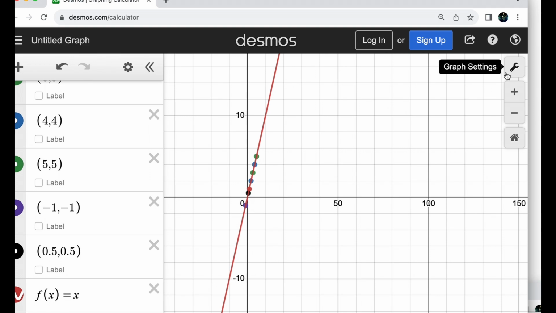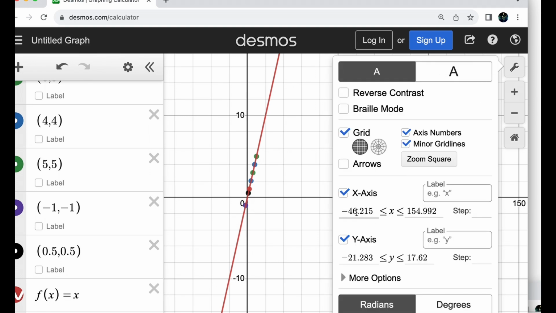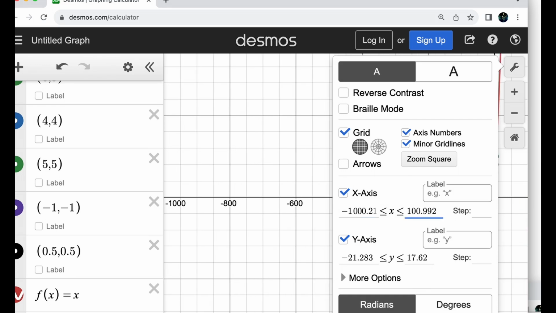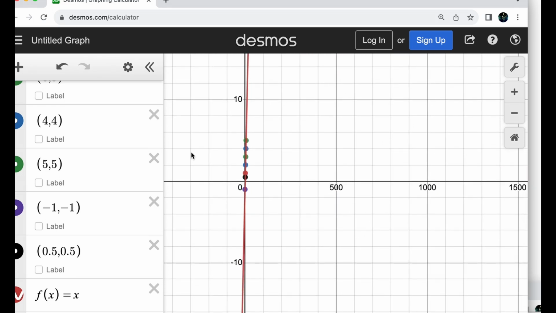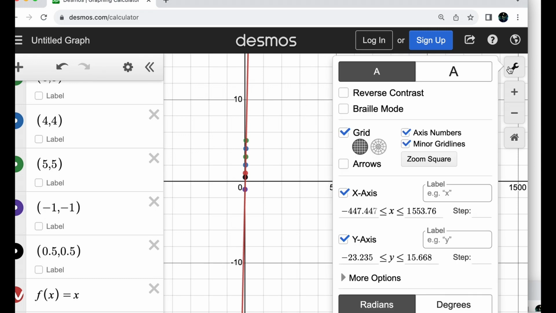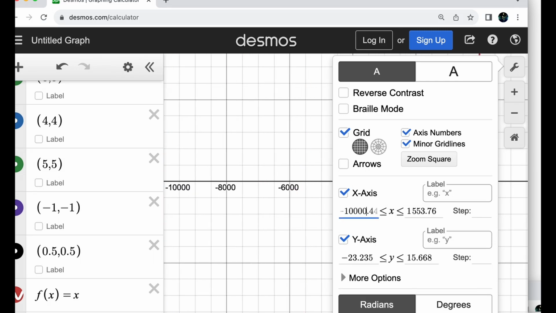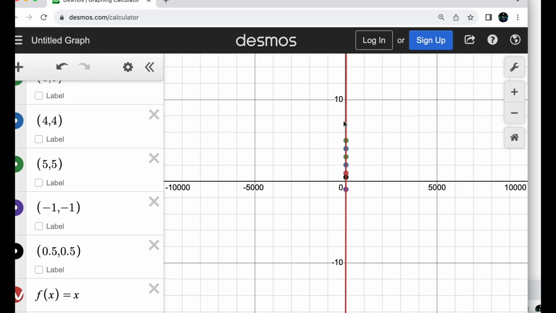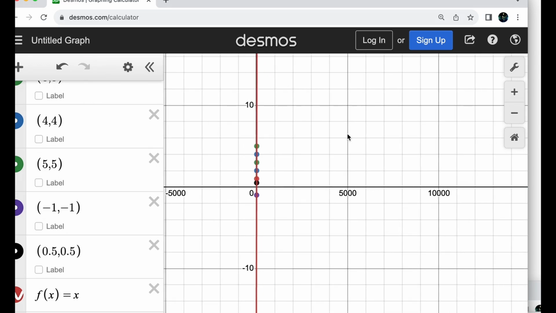It starts to look different. Then go from negative 1,000 to 1,000. And look how compressed it is horizontally. Okay, then go even farther. 10,000. What you're looking at there is a picture of what's called the range. These are the y values of all of the points in question.